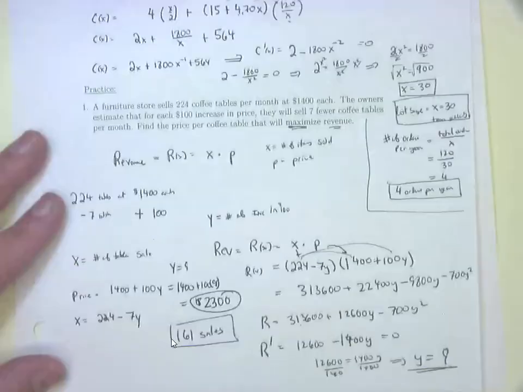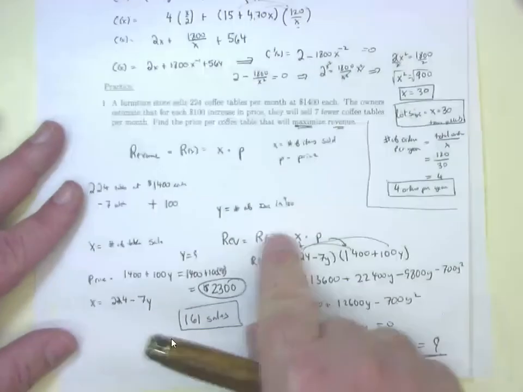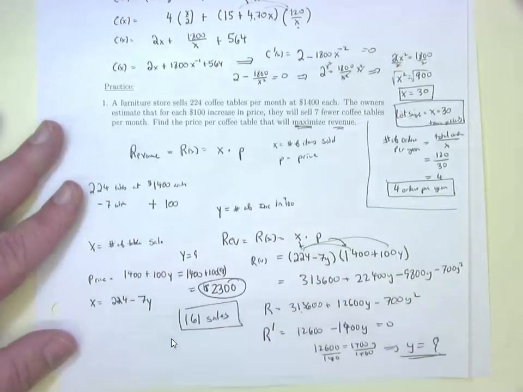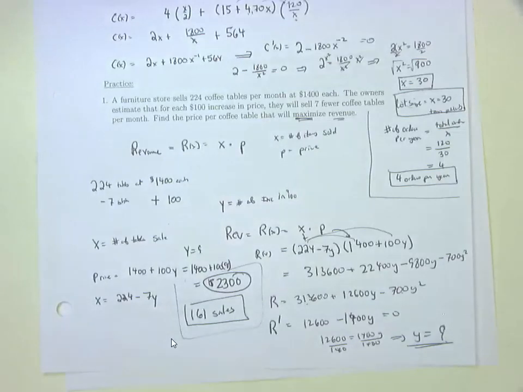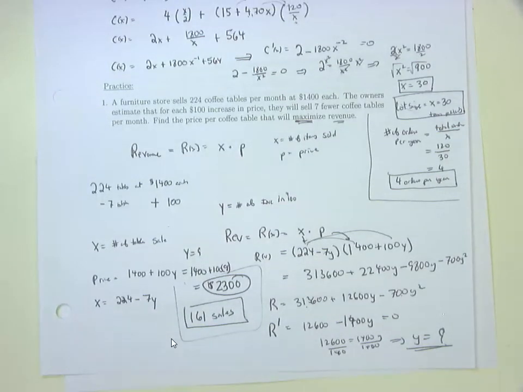Does that make sense? Again, you have to create this new variable for how many increases you're going to have, but this ends up being the answer. $2,300 per coffee table, and he's going to sell 161 coffee tables.